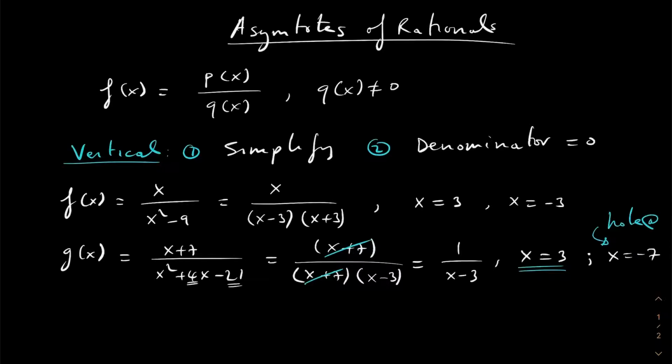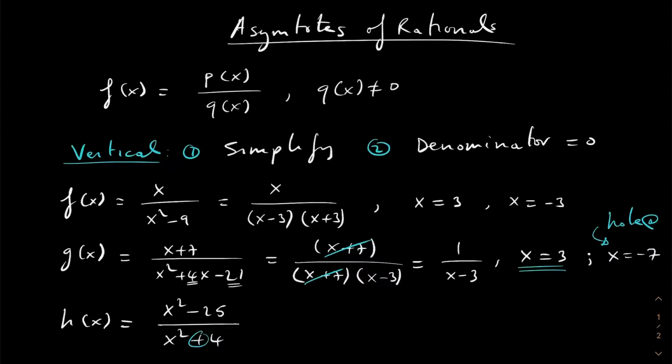For my final example here for vertical asymptotes, I'm going to have h of x equals x squared minus 25 divided by x squared plus 4. In this case, you can see that the top can be factored because it's a difference of squares, but the bottom cannot because it's not a difference of squares. And so in this case, our rational expression is already completely simplified.